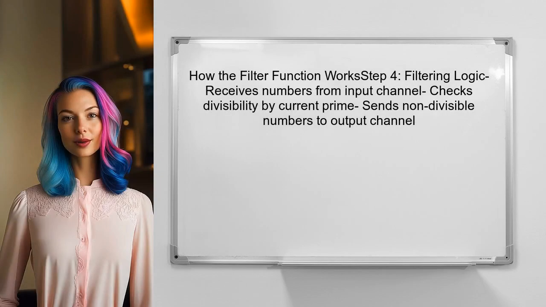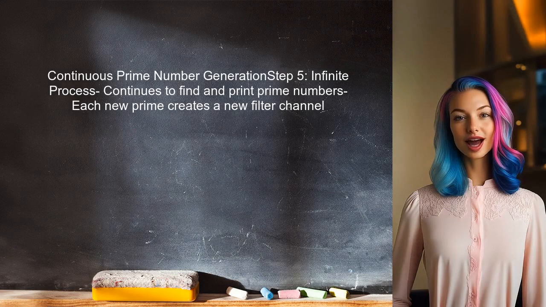The filter function itself works by receiving numbers from the input channel and checking if each number is divisible by the current prime. If it is not divisible, the number is sent to the output channel. Finally, the user should understand that this process continues indefinitely, allowing the program to find and print prime numbers as long as it runs. Each new prime number leads to a new filter channel being created.